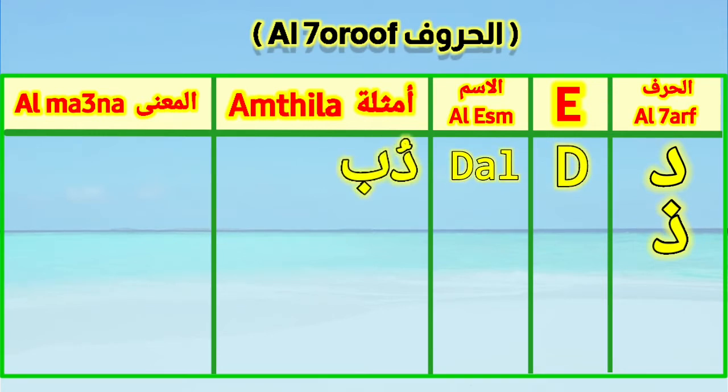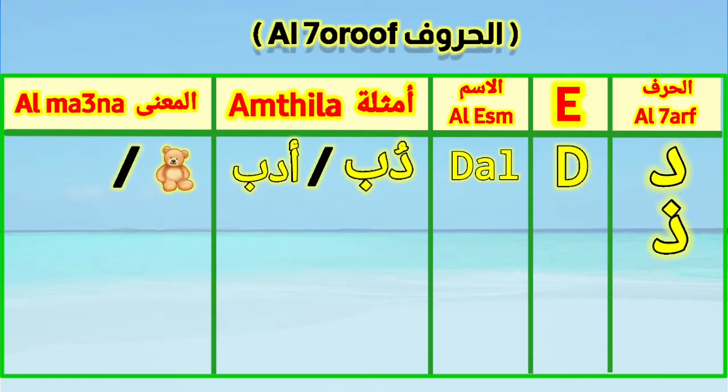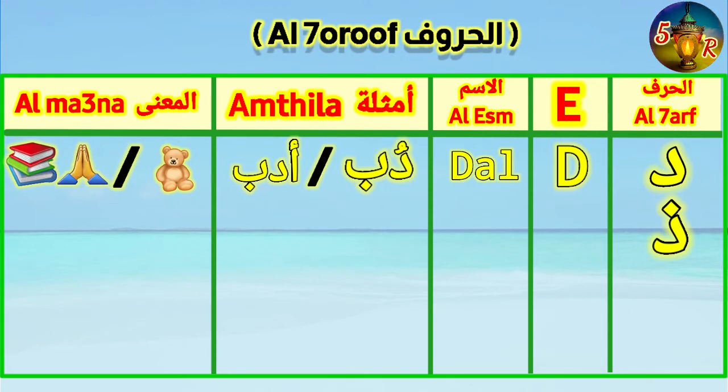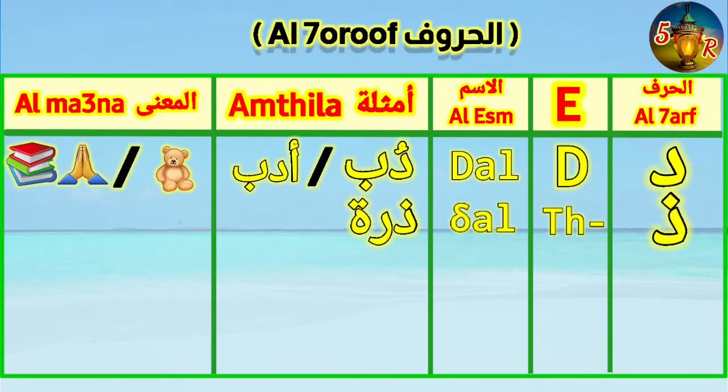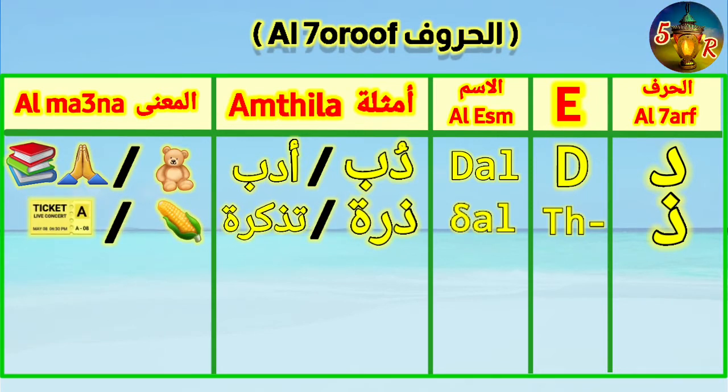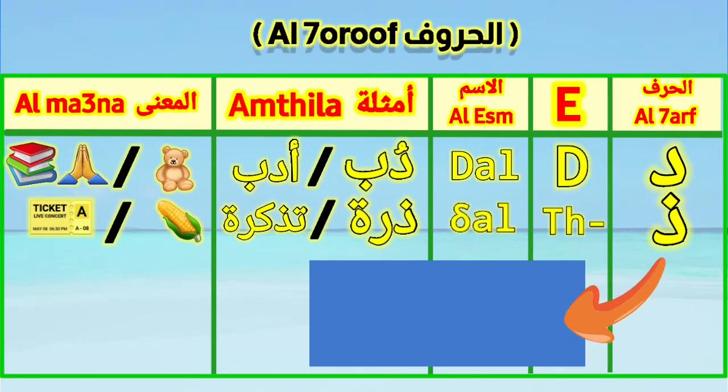Examples: dub, which means bear, and also adab, which can mean two things, either politeness or literature. And the sister was dhal, with the tongue out, same as the th in English. Examples for dhal, we said dhura, which means corn, or tadhkara, which means ticket. Quick reminder, in Masri it will be pronounced either dal or za, depending on the word.